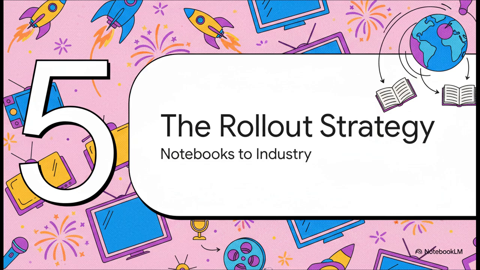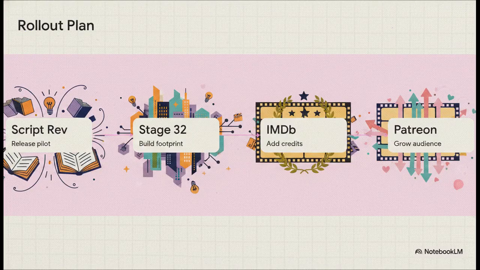Section 5. The rollout strategy, from notebooks to the industry. So how do we get from notebooks to the industry? Well, she follows a super deliberate 4-step blueprint. First, she releases the pilot on Script Revolution, instantly making it accessible to readers. Next, she builds an active industry footprint and network over on Stage 32. Then she establishes her professional credits on IMDb. And finally, she cultivates a direct, supportive audience through Patreon.